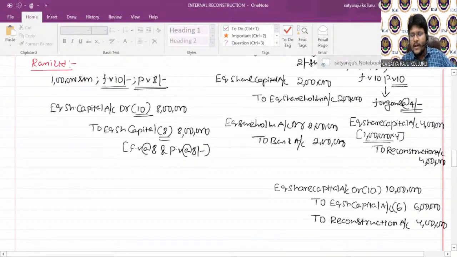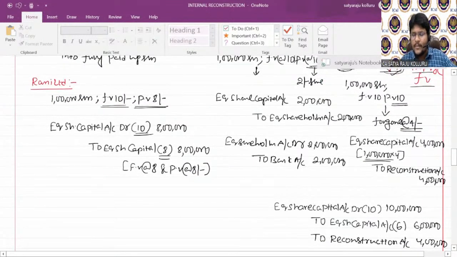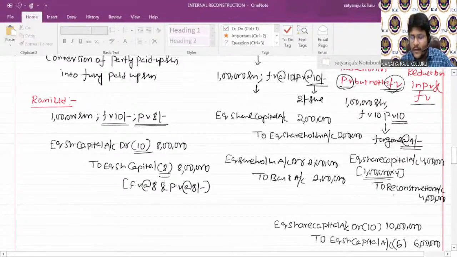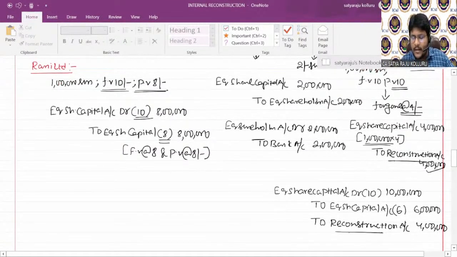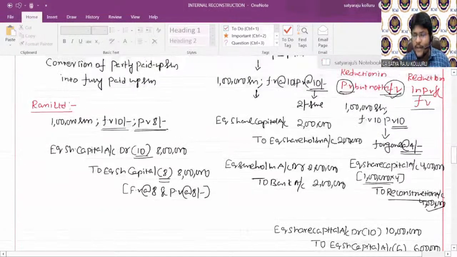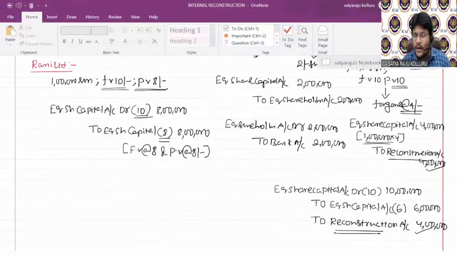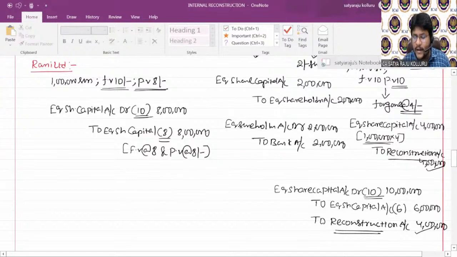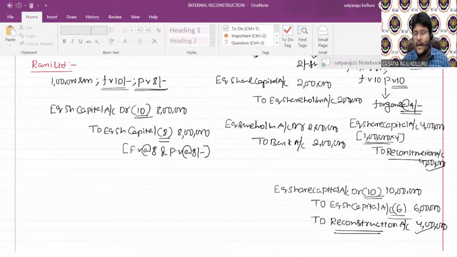Now if you check, the impact is the same. The impact under the reconstruction account earlier was 4 lakh, and now the impact under the reconstruction account is also 4 lakh. Then what is the difference? Sir, in the earlier case, there is no change in the face value. But in case of reduction in paid up value and face value, if you observe, there is a reduction in face value from 10 rupees to 6 rupees, as well as you are getting certain profit. Do you understand what I am telling?